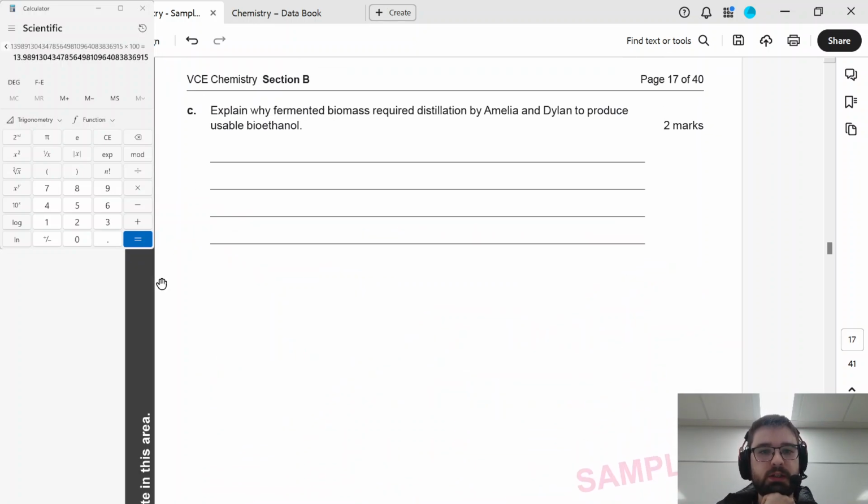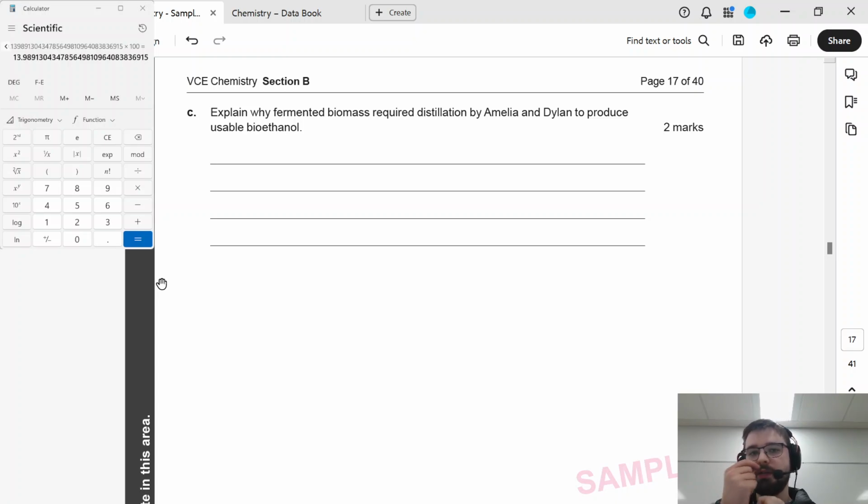It's not amazing. Explain why fermented biomass required distillation to produce usable bioethanol. So basically, the reason is just that there's a bunch of other stuff in there, and when you combust it, you want to be combusting pure bioethanol.